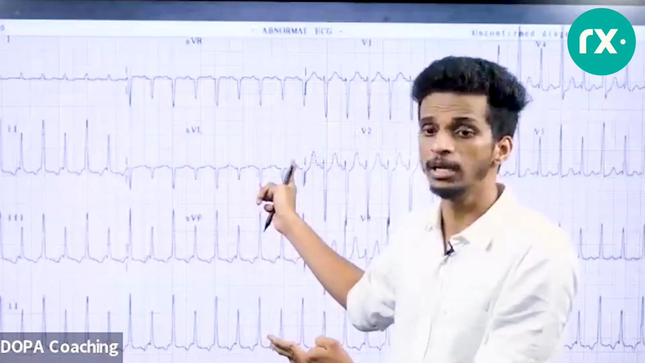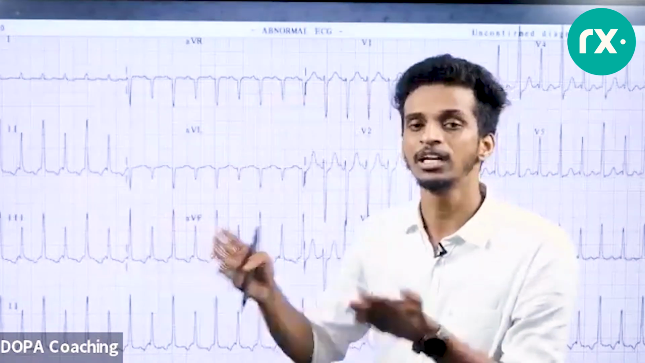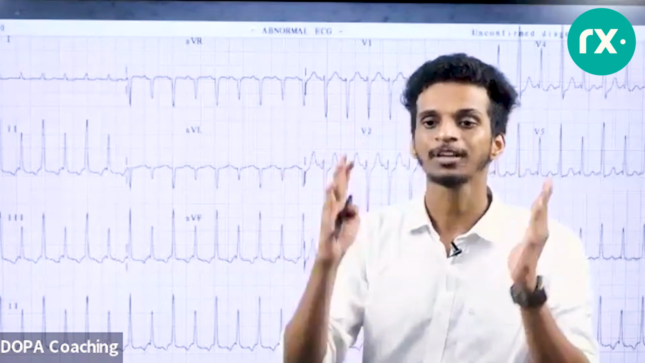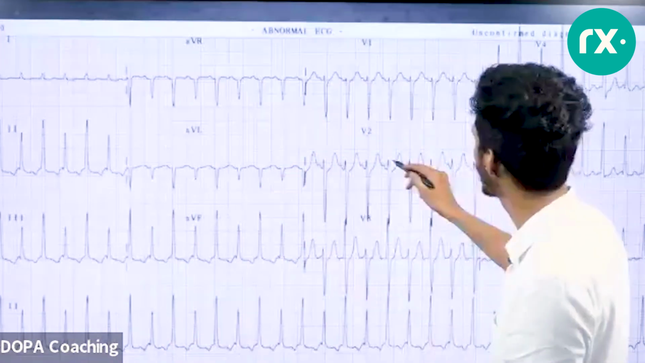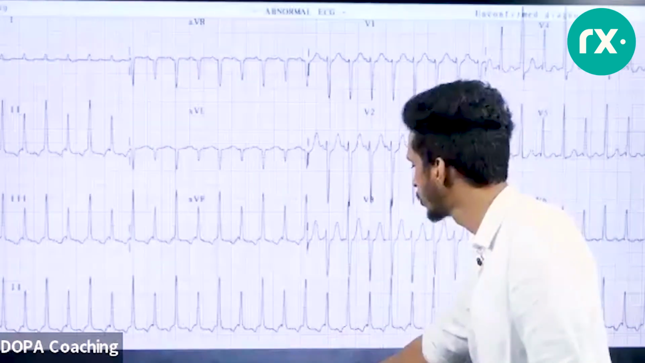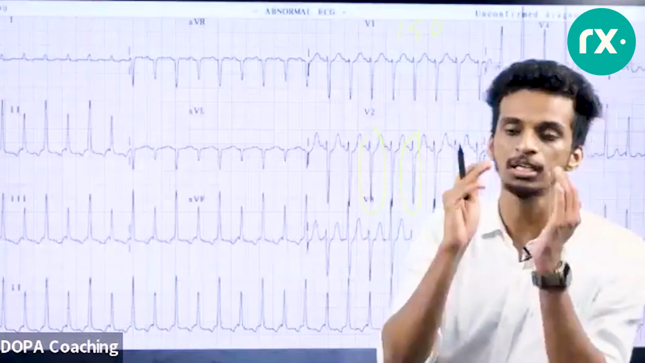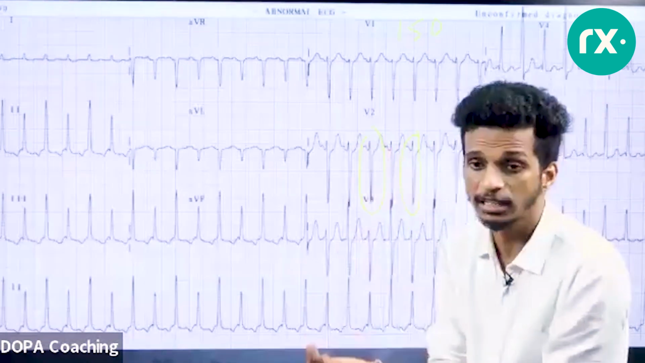Why can't it be VT? I have already told you the reason. VT means ventricular tachycardia, and any impulse coming from the ventricle will have a wide QRS. Here you are seeing a narrow complex tachycardia. That means the duration of the QRS is less than 3 small squares.